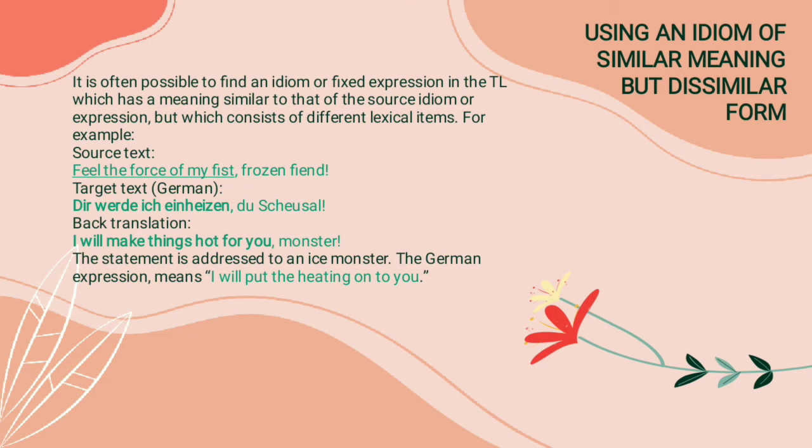Number 2, using an idiom of similar meaning but dissimilar form. It is often possible to find an idiom or fixed expression in the target language which has a meaning similar to that of the source idiom or expression, but which consists of different lexical items. For example, in the source text we have "feel the force of my fist, Frozenfin," and in the target text in German we have "I will make things hot for you, monster." The statement is addressed to an ice monster. The German expression means "I will put the heating on to you."